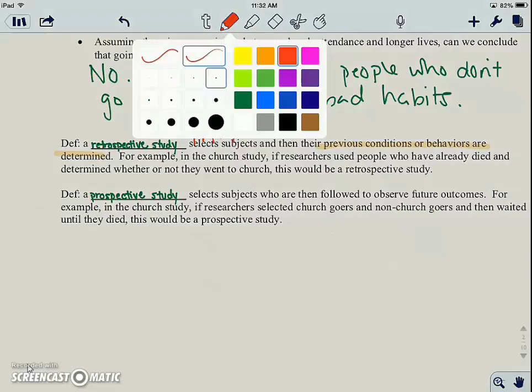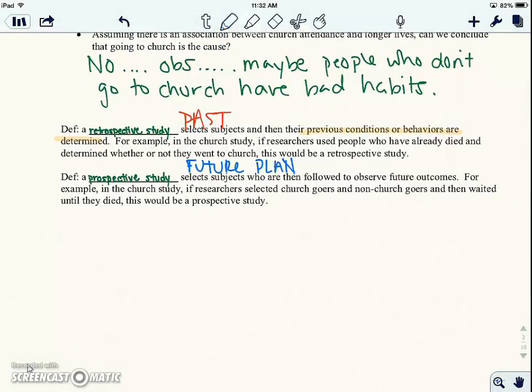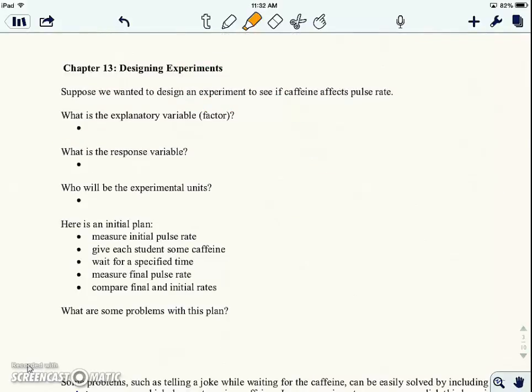A prospective study sets it up, okay? They look in the future. They plan. Okay, so they pre-select their subjects and then follow them to observe outcomes. For example, in the church study, if researchers selected churchgoers and non-churchgoers and then waited until they died, that would be a prospective study.